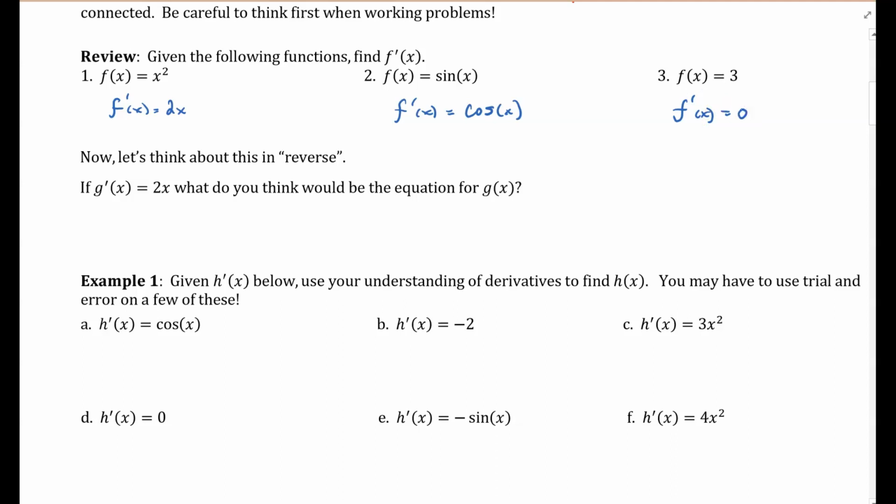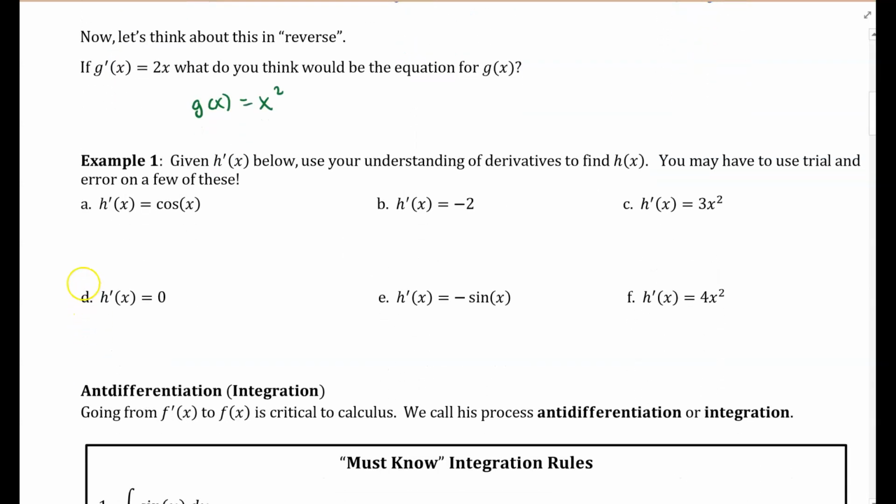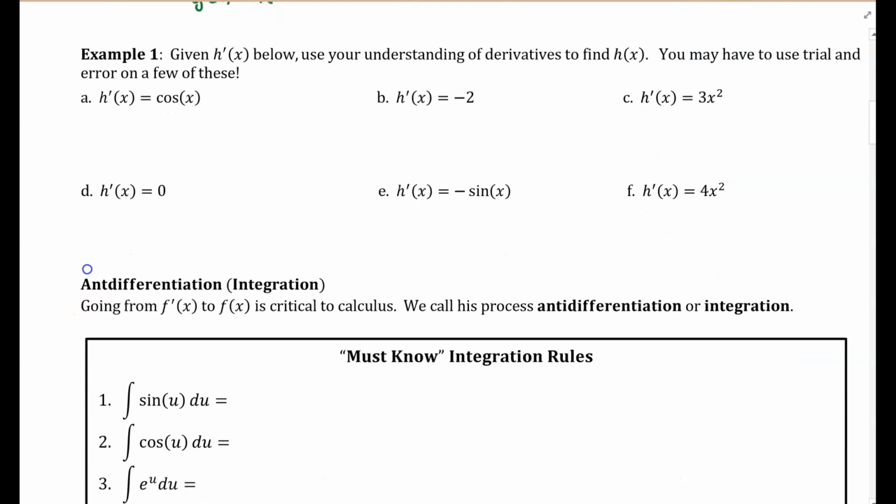So now what we're going to do is think about this in reverse. What if I had a derivative function, g prime of x is equal to 2x? What do you think would be the equation for g of x? And I know you're thinking, Schwarberg, it's right above. G of x would be equal to x squared. And that's because we have to undo that differentiation, right? That 2 came from the power. We can move it back into the power and remove that coefficient. Okay, so let's use this understanding and kind of a trial and error on a few of these here.